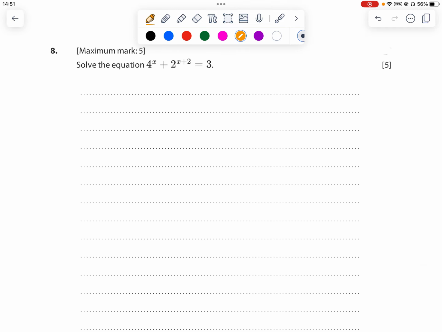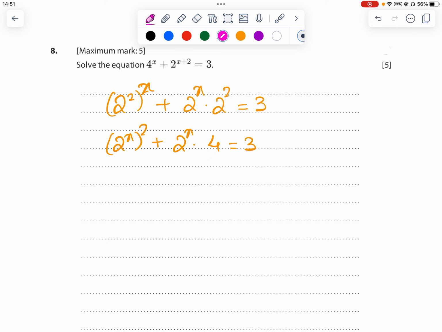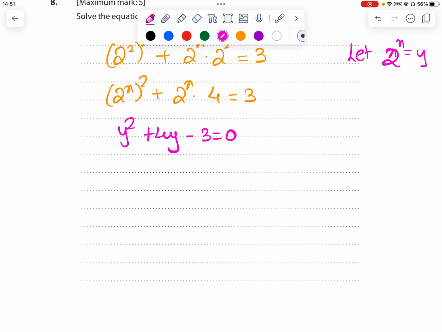Question number 8. 4 power x can be written as 2 power 2 whole to the power x. 2 power x plus 2 can be written as 2 power x times 2 power 2 equals 3. So it becomes 2 power x whole square plus 2 power x times 4 equals 3. So let 2 power x equal y. So it becomes y square plus 4y minus 3 equals 0. So it is a quadratic. Factorizing is not possible.